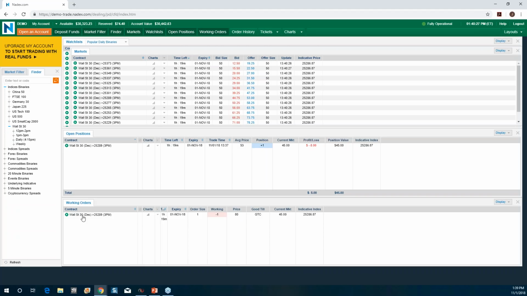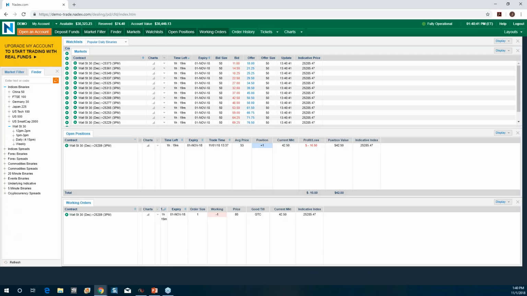I can set a take profit order and just let it sit there. And you see how that works? It's a limit order sitting and working. And when the sell side gets up to 80, then boom, execute.